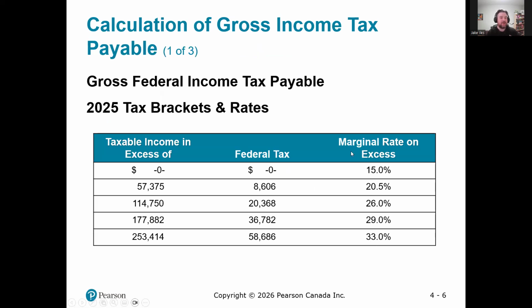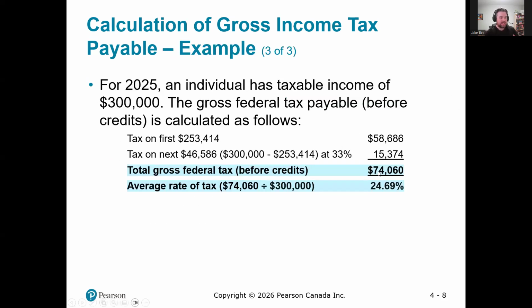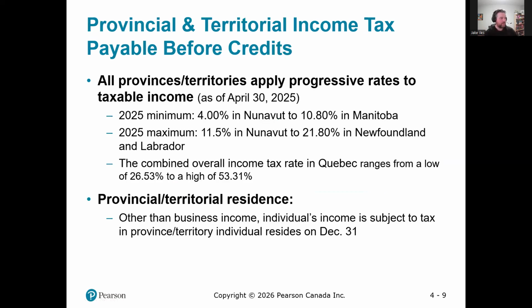But when we actually ask what's the average, my total taxes owed was 74,000, but I made $300,000. So take 74,000 owed divided by my entire income, and my average tax rate was only 24.69%. So I've paid on average 24% despite my marginal rate being 33%. That's why we always differentiate between what's called our marginal rate and our effective tax rate. Now, we're just talking about the federal tax rates. Provinces add on top of these their own tax rates.